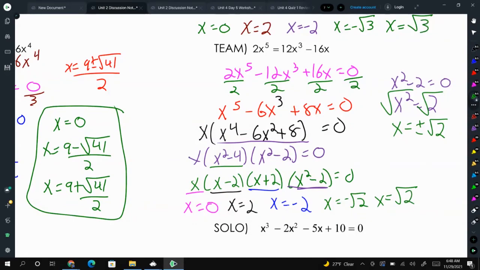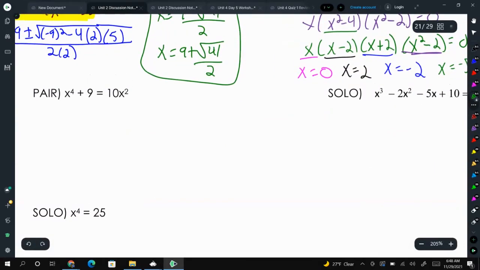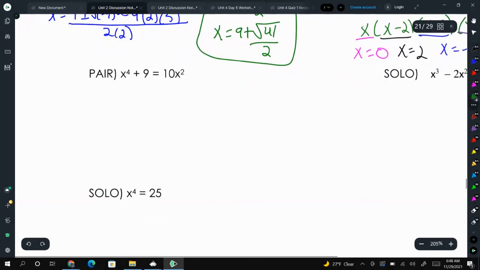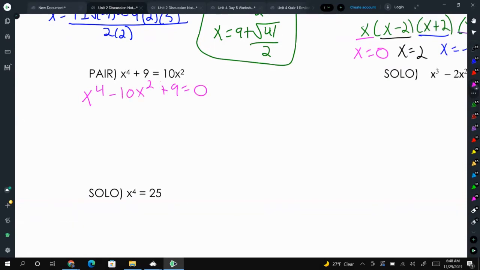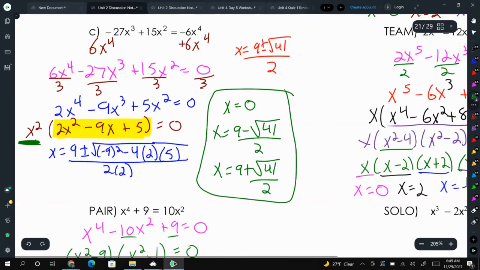Now, the last ones down here, I know that they say solo and pair, but I'm going to walk you through these as well. So we're going to subtract 10x from both sides. So we have x to the 4th minus 10x squared plus 9 equals 0. Then we want to ask ourselves, what two numbers multiply to 9 but add to negative 10? That's going to be negative 9 and negative 1. And we have the same part up here.